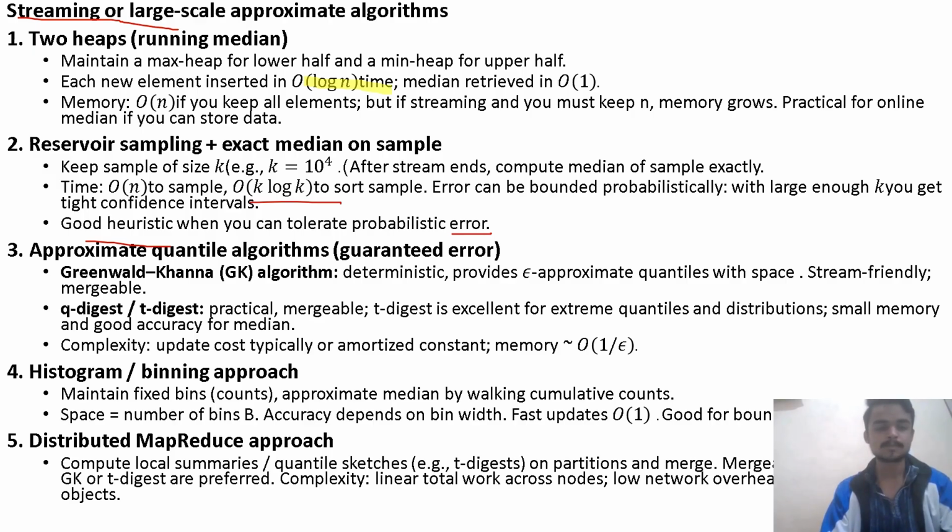Histogram binning approach. Maintain fixed bins and approximate the median by walking the cumulative counts. Space is equal to the number of bins B. Accuracy depends on bin width. Fast update, O(1). Good for what? Distributions.